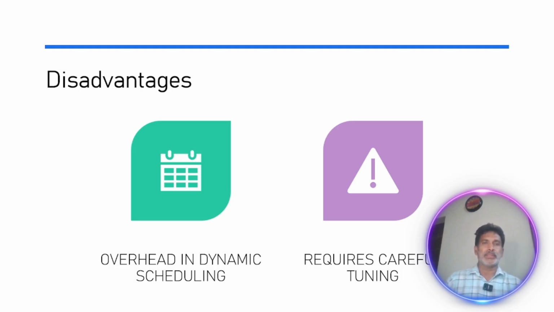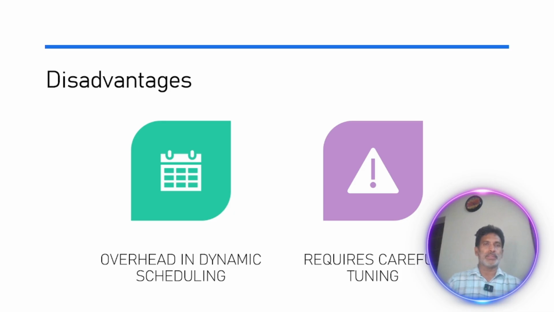Next one is performance degradation due to poor choice. Choosing the wrong scheduling strategy can negatively impact the performance, like using static for uneven workloads. So some threads finish early while others are overloaded. That is load imbalance. And using dynamic for uniform workloads, unnecessary overhead reduces efficiency. Next, incorrect chunk size. Too small increases the overhead, too large reduces the load balancing.